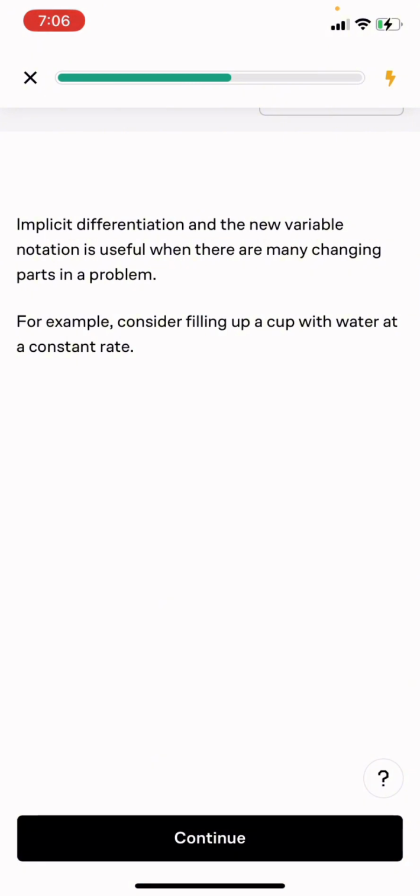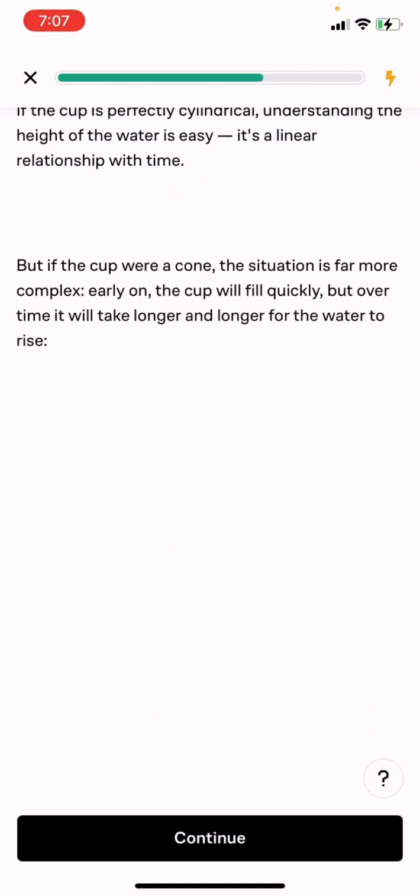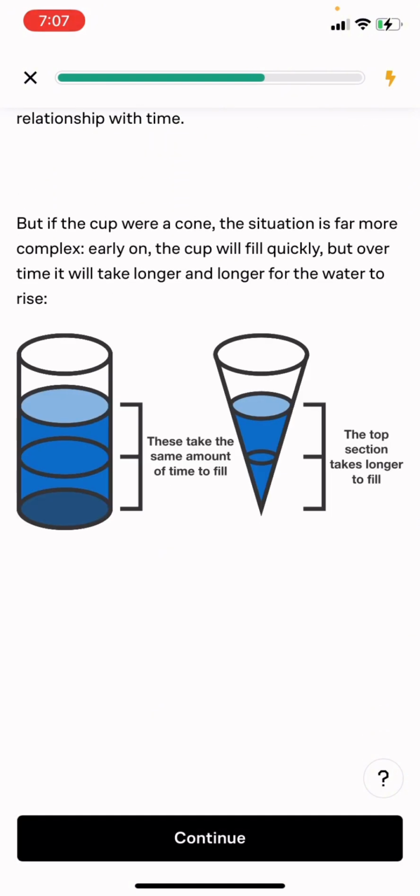Implicit differentiation and the new variable notation is useful when there are many changing parts in a problem. For example, consider filling up a cup with water at a constant rate. If the cup is perfectly cylindrical, understanding the height of the water is easy. It has a linear relationship with time. But if the cup were a cone, the situation is far more complex. Earlier on, the cup will fill quickly, but over time it will take longer and longer for the water to rise.